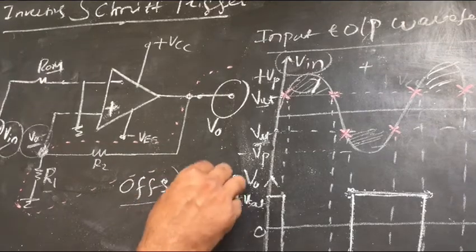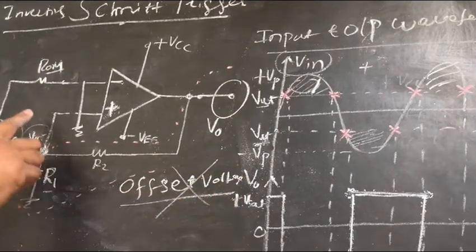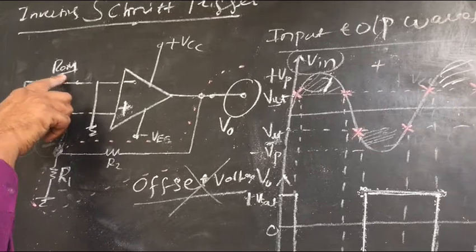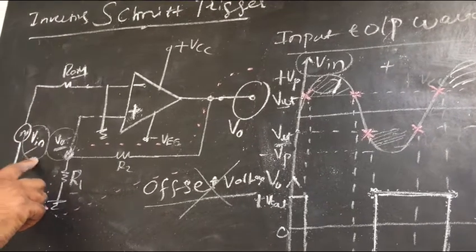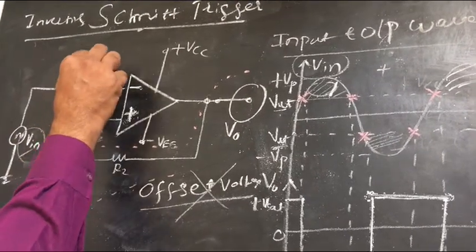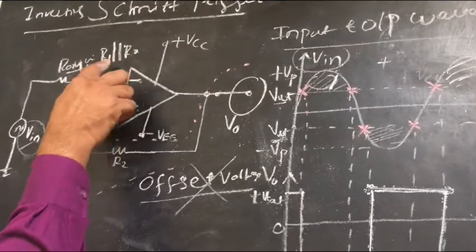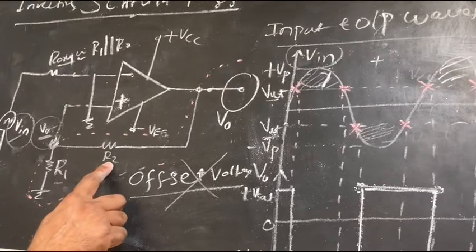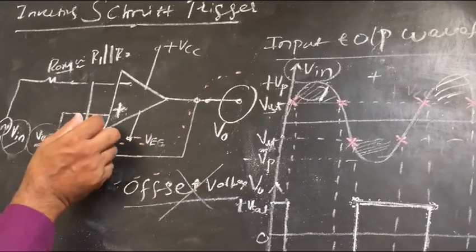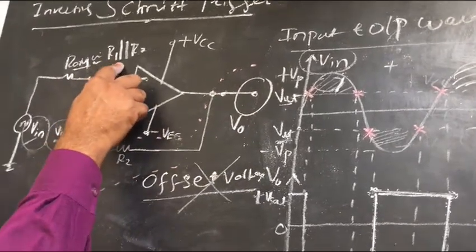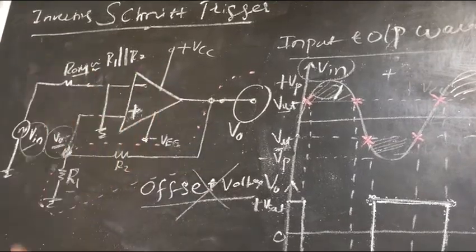To avoid this unwanted output voltage, we connect the resistor called ROM in series with Vin. And this ROM is approximately equal to R1 in parallel with R2. So what are R1 and R2? R1 and R2 are the two feedback elements used to provide positive feedback to the op-amp. Therefore, R1 in parallel with R2 is equal to R1 R2 divided by R1 plus R2.